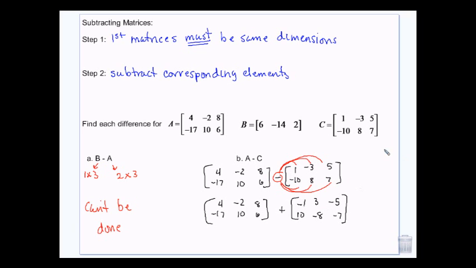So don't forget that. So 4 minus 1 is 3, negative 2 minus negative 3, so plus 3 is 1. 8 minus 5 is 3. Negative 17 minus negative 10, so plus 10 gives me negative 7. 10 minus 8 is 2, and 6 minus 7 is negative 1.